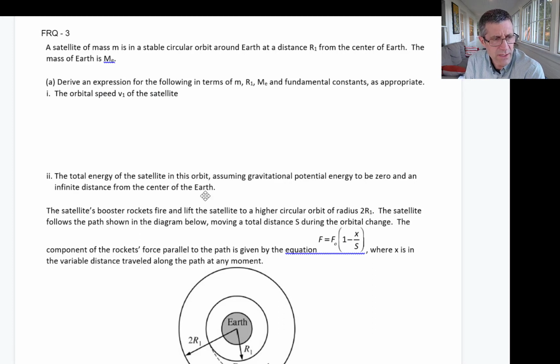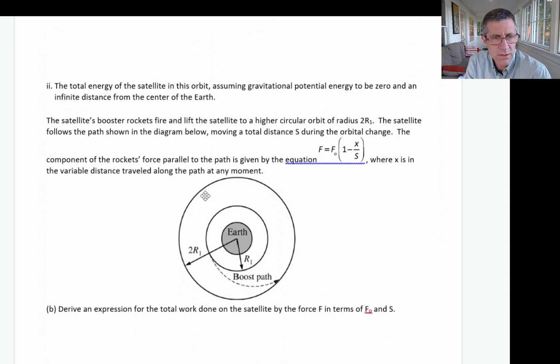Now they say the satellite's booster rockets fire and lift the satellite to a higher circular orbit, with a radius of 2r1. Oh, nice. So the satellite follows the path from the diagram, moving total distance s, so s is a constant, during the orbital change. The component of the rocket's force parallel to the path, right? So this is important: parallel to the path. So this is in the same distance, so I can use work, and that force is in the same direction as displacement, so I don't have to worry about components.